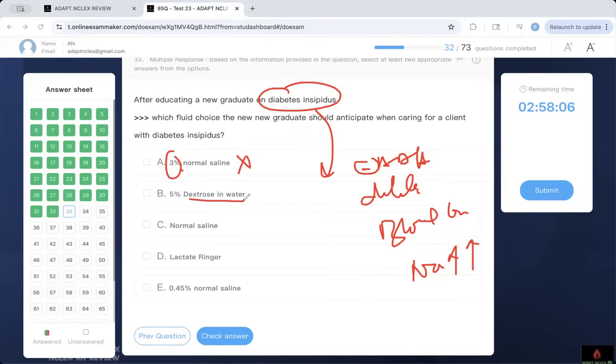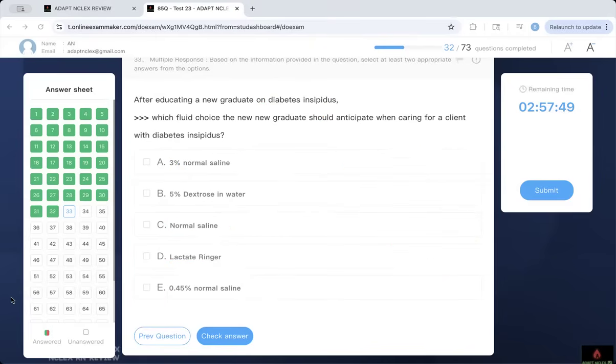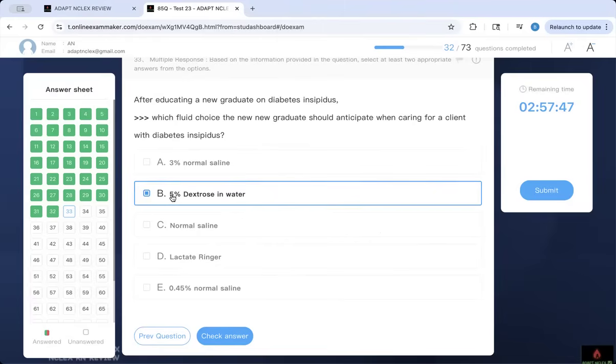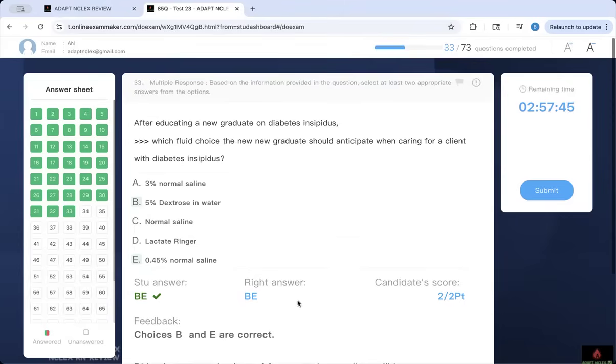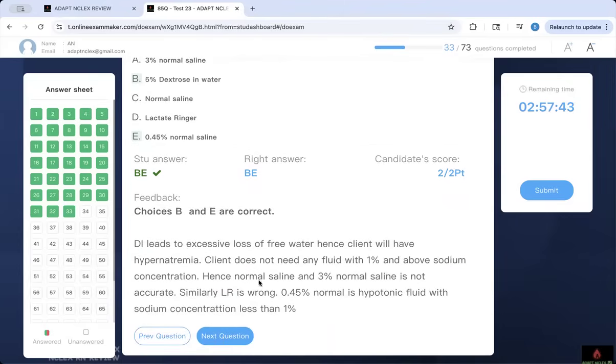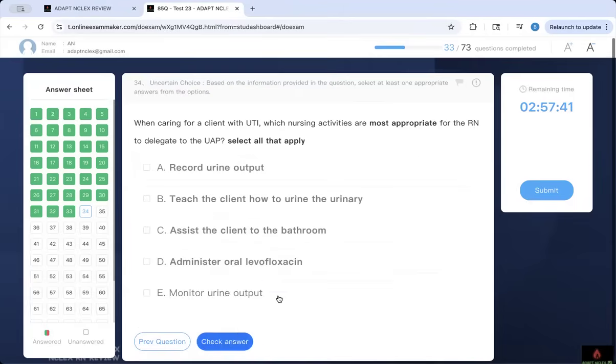5% dextrose in water. That's water. Water will bring them down. Normal saline. Why would you give them sodium when it's too high? It will bring them up. Lactated Ringer is not used. 0.45%, half, will bring them down. Therefore, B and E are your right answer. This is how you do fluid and electrolyte questions. You have to know how each of them works. And that's the concept associated with it.